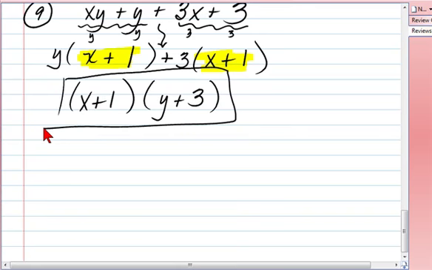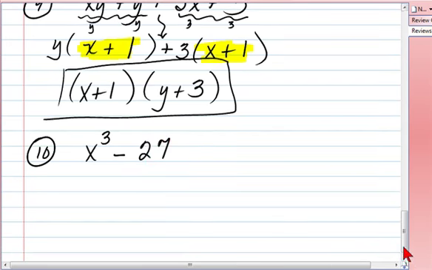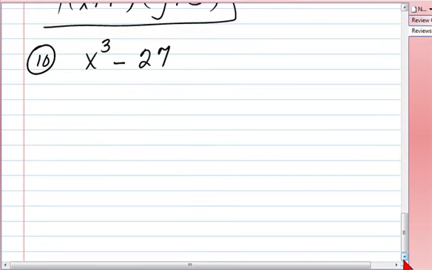We okay? All right, number 10. I have x to the third minus 27. Is there a common factor? No. It is a binomial. We have 3 kinds of binomials we know how to factor. Difference of squares? Nope. Sum or difference of cubes? Yes, it's the difference of cubes.